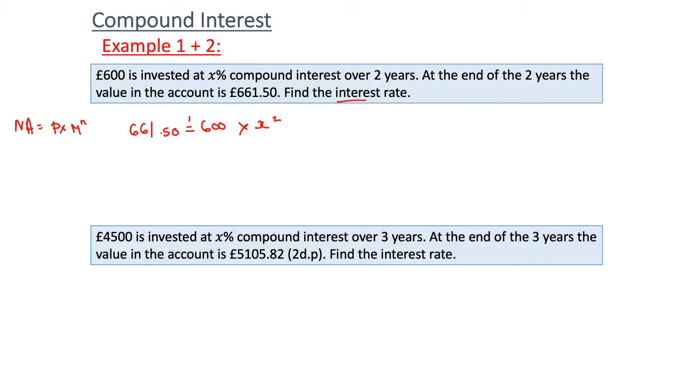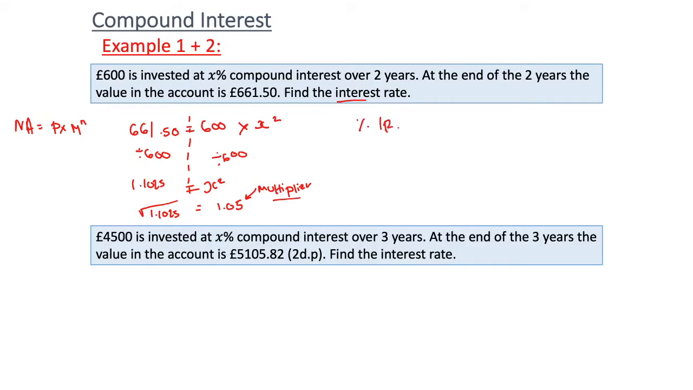So now we have to rearrange this formula so we leave x on its own. At the moment we've got times by 600 on this side, so we have to divide by 600. When we do 661.5 divided by 600, we get a value of 1.1025. We divide by 600 on both sides, leaving us with x squared. The opposite of squared is square root, so we square root 1.1025, which gives us a value of 1.05. Now remember, this is our multiplier, and what we need to find is our percentage, our interest rate.